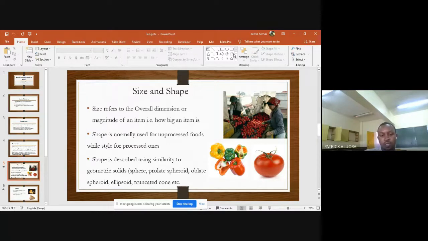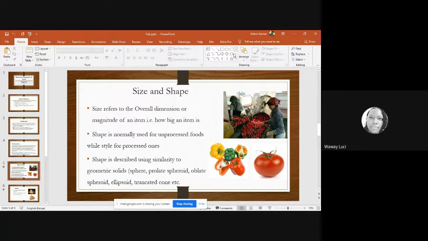Shape is described using similarity to geometric solids. For example, you can say a particular food material is spherical in nature, is ellipsoidal, or is a truncated cone, as you can see. For example, here we have photos of tomatoes, and you can say tomatoes are circular or spherical in nature. On the other side we have pilipili hoho, the bell pepper. If you look at the bell pepper, can anyone from the class describe the shape of the bell pepper?